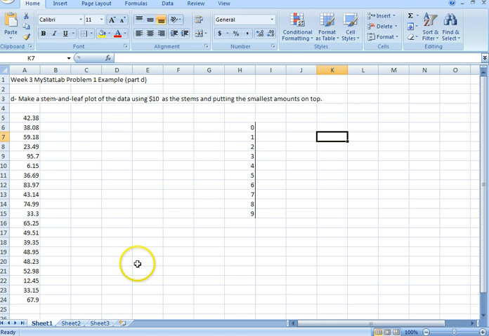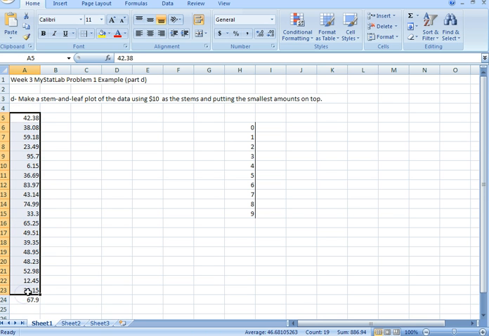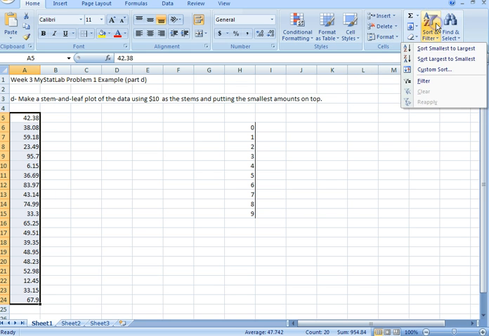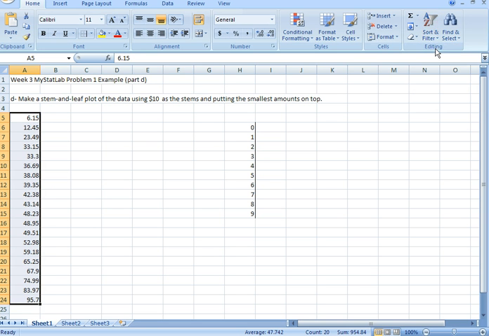So the first thing we need to do, and I think I did this in the original screencast, was sort the data smallest to largest. So if I highlight it all here, I'll go over to sort and filter, smallest to largest, and there we have it. Now our data is sorted, and we can go from the smallest number, which will be at the top here, and work our way down.